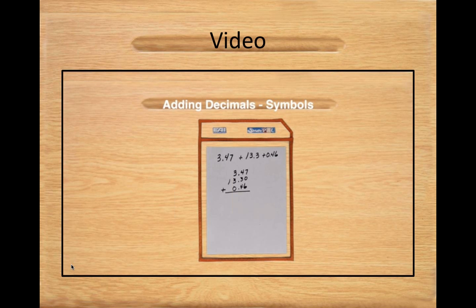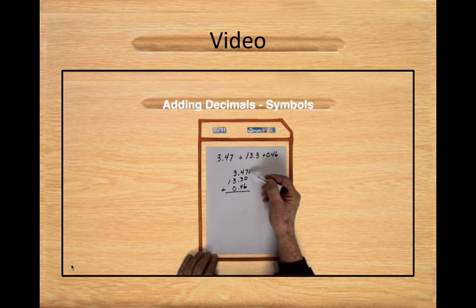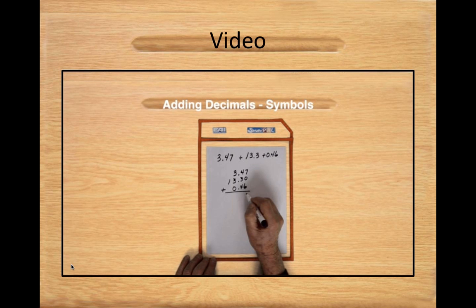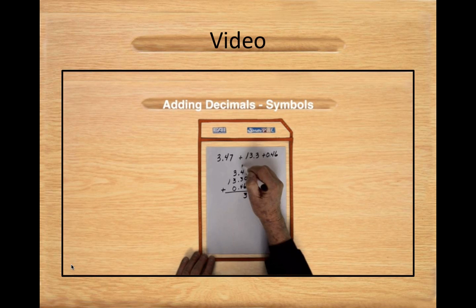So now I'm going to add the hundredths. I have 7 hundredths and 7 hundredths and 6 hundredths gives me 13 hundredths. So I can take 3 of my hundredths and leave them here. I can trade in 10 of my hundredths for a new tenth.